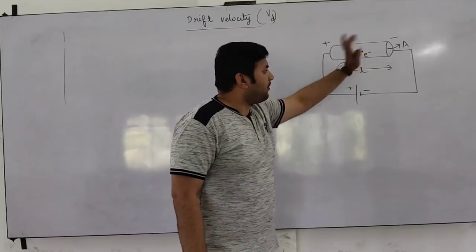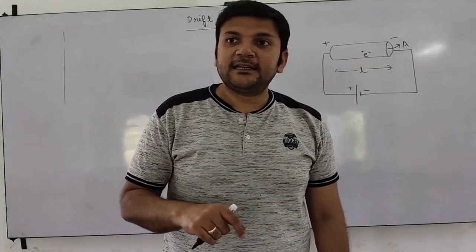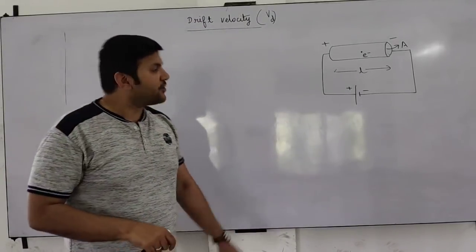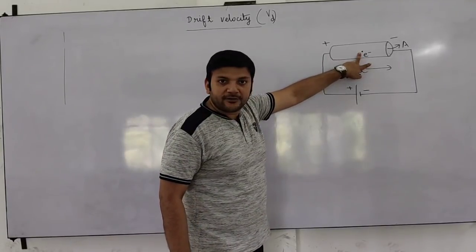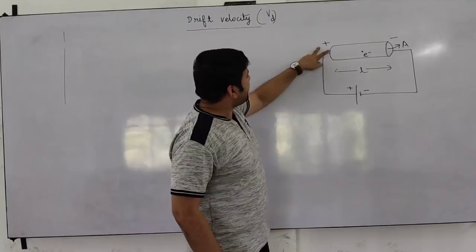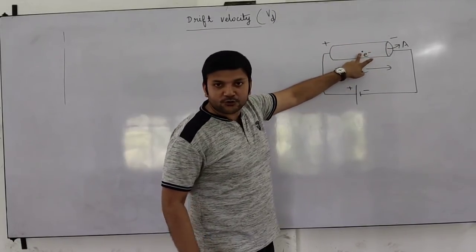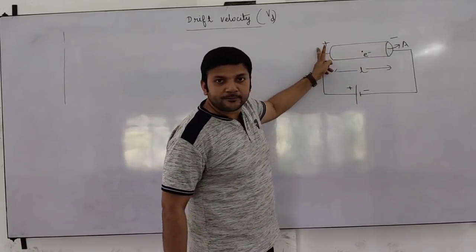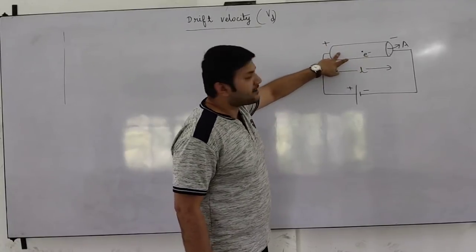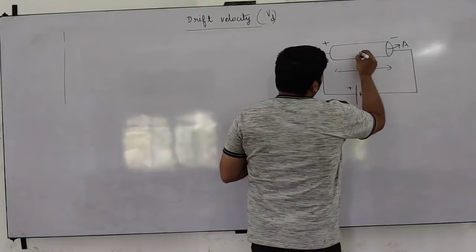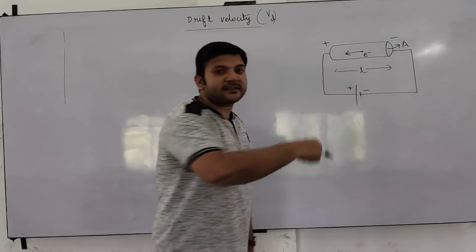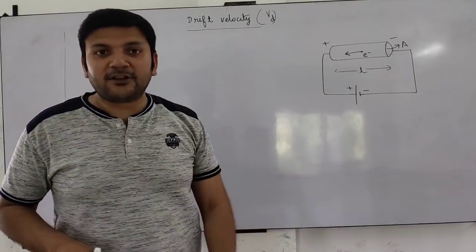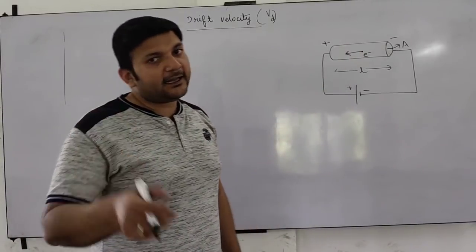Suppose this is the electron. Electron is negatively charged, isn't it? Electron is always negatively charged. So it will move towards which direction, positive or negative? It will move towards the positive direction. So the electron will move towards the positive direction, obviously, because it will be attracted by the positive and it will be repelled by the negative.